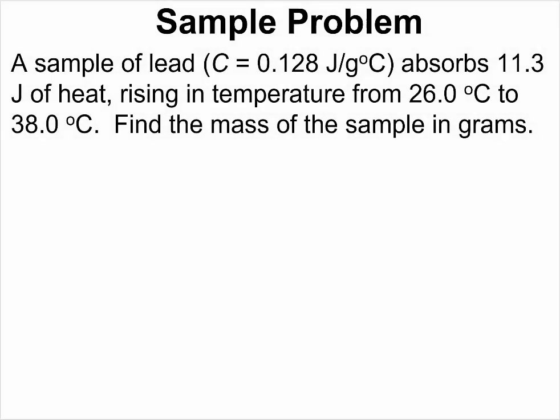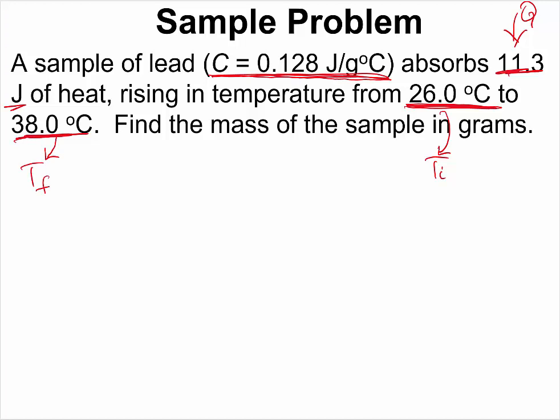A sample of lead with a specific heat capacity of 0.128 joules per gram per degree Celsius absorbs 11.3 joules of heat, so we know Q. Rising in temperature from an initial temperature of 26.0 to a final temperature of 38.0 degrees Celsius, find the mass of the sample in grams.